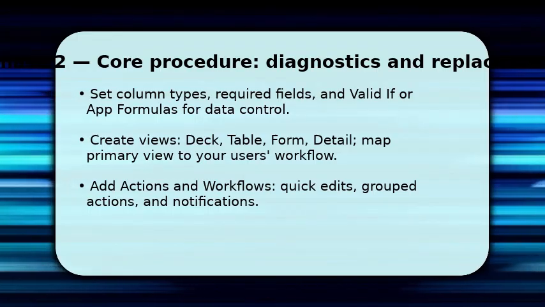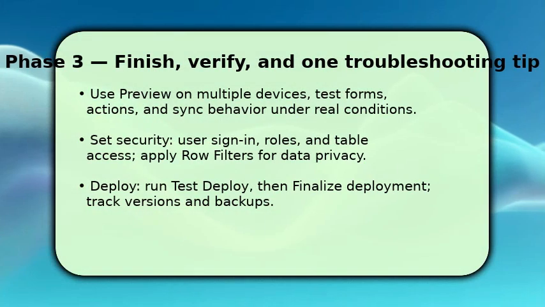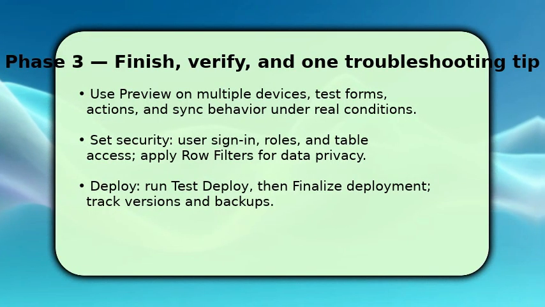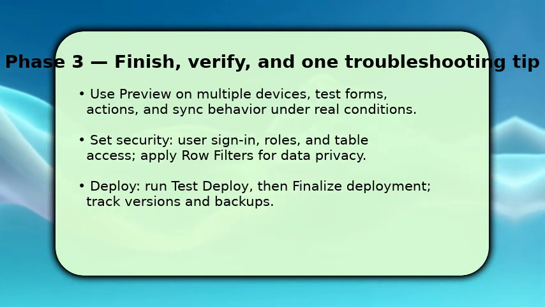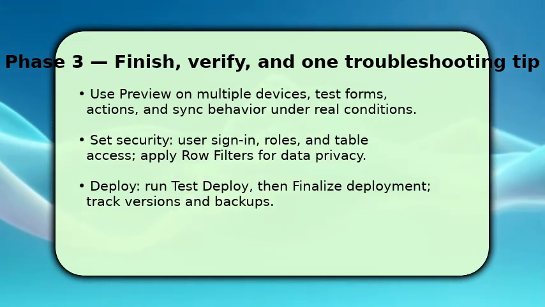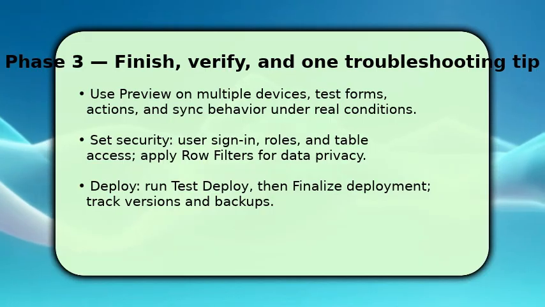Preview on phone and desktop, perform full syncs, and exercise edge cases like empty inputs. Make sure security is set: require sign-in, apply roles, and use row filters so users see only permitted rows. When stable, run a test deploy, collect feedback, then finalize deployment and manage versions with backups.